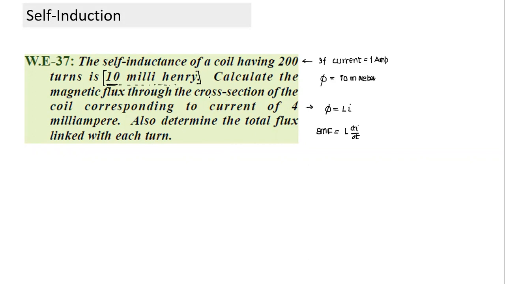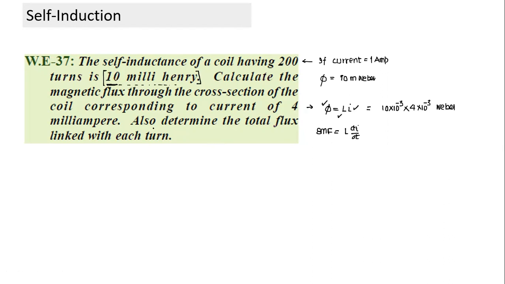Let's apply the same thing again. Calculate the magnetic flux through the cross section of the coil corresponding to a current of 4 milliamp. This is what we need to calculate for this given value of I. And L is given. So this is a direct substitution. Also determine the total flux. So how would we calculate the total flux here? Value of L is 10 millihenry, and current is equal to 4 milliampere. Thus, so many weber is the flux through the whole coil.